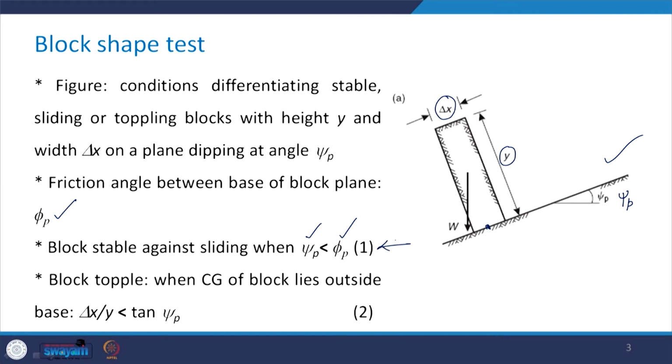This block will topple when the CG of the block lies outside the base. As you can see in this figure, this is the CG, and if I just drop it here, see, this is lying outside this base area. And this condition would be satisfied when delta x upon y is less than tan of psi p, and I mark this as equation number 2.